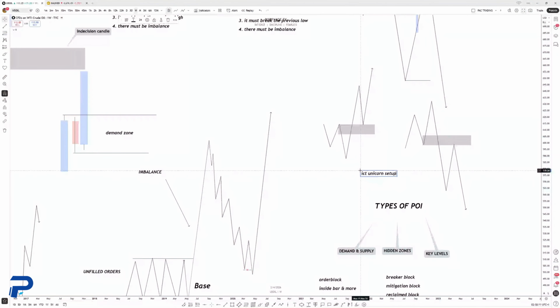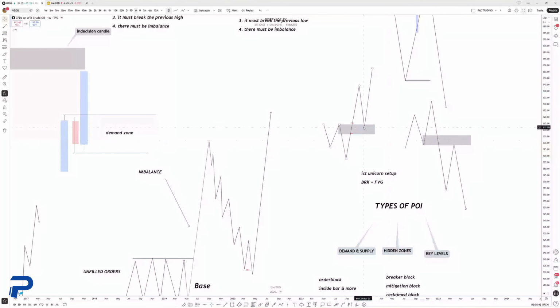Now, the ICT unicorn setup is breaker plus FVG. This is where breaker block is being redefined. If at the point of breaking this zone here, you find a fair value gap, an imbalance, around here, at the point price is about breaking your breaker block, that setup is very, very good to trade. So when you're trying to trade a breaker block and you don't have a fair value gap there, you might think of something else.